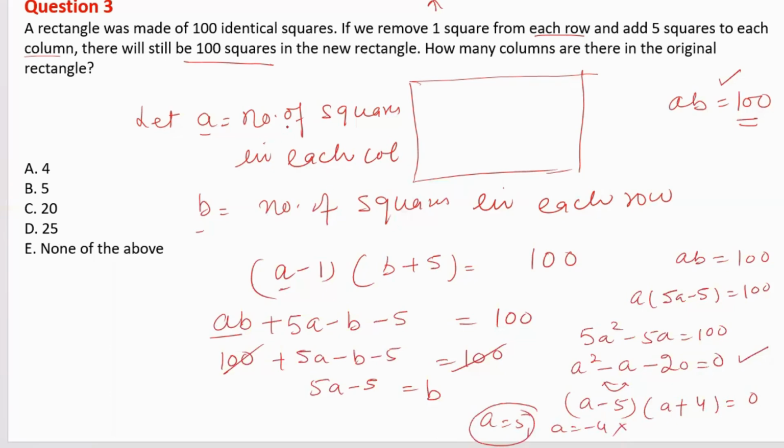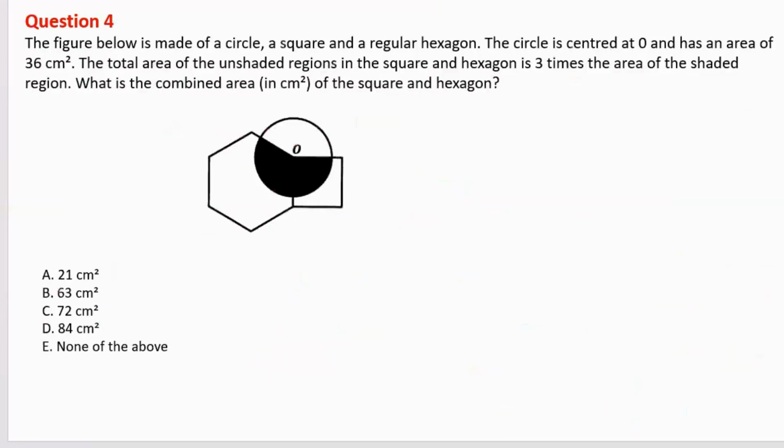So it means number of squares in each column, or you can say that 5 will be my answer. And if I assume that value also, if we remove one square, what is the first case? My first case is 5 rows and 20 columns. And what is my second case? If I remove one square from each row, that's a 4, and 5 squares to each column, that's a 25. Then also I'm getting 100. So that's why 5 will be my answer for that.